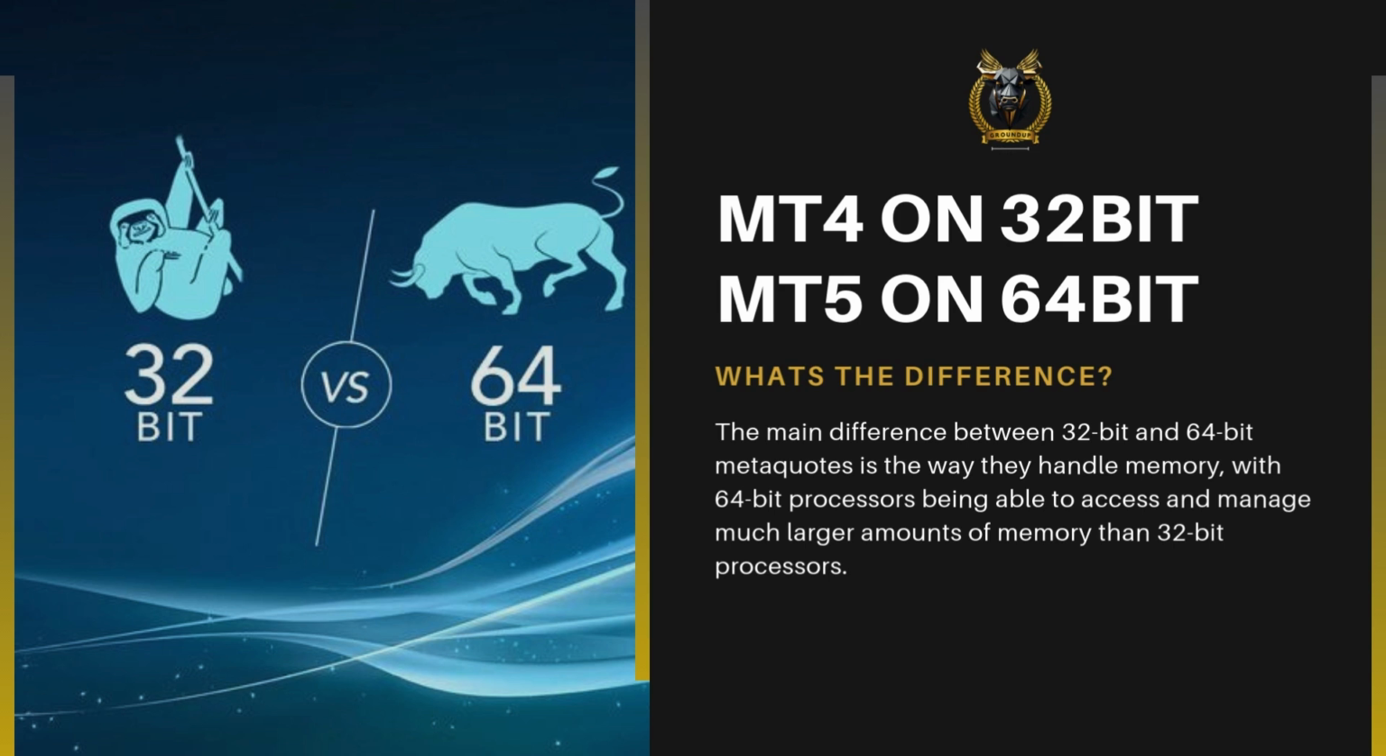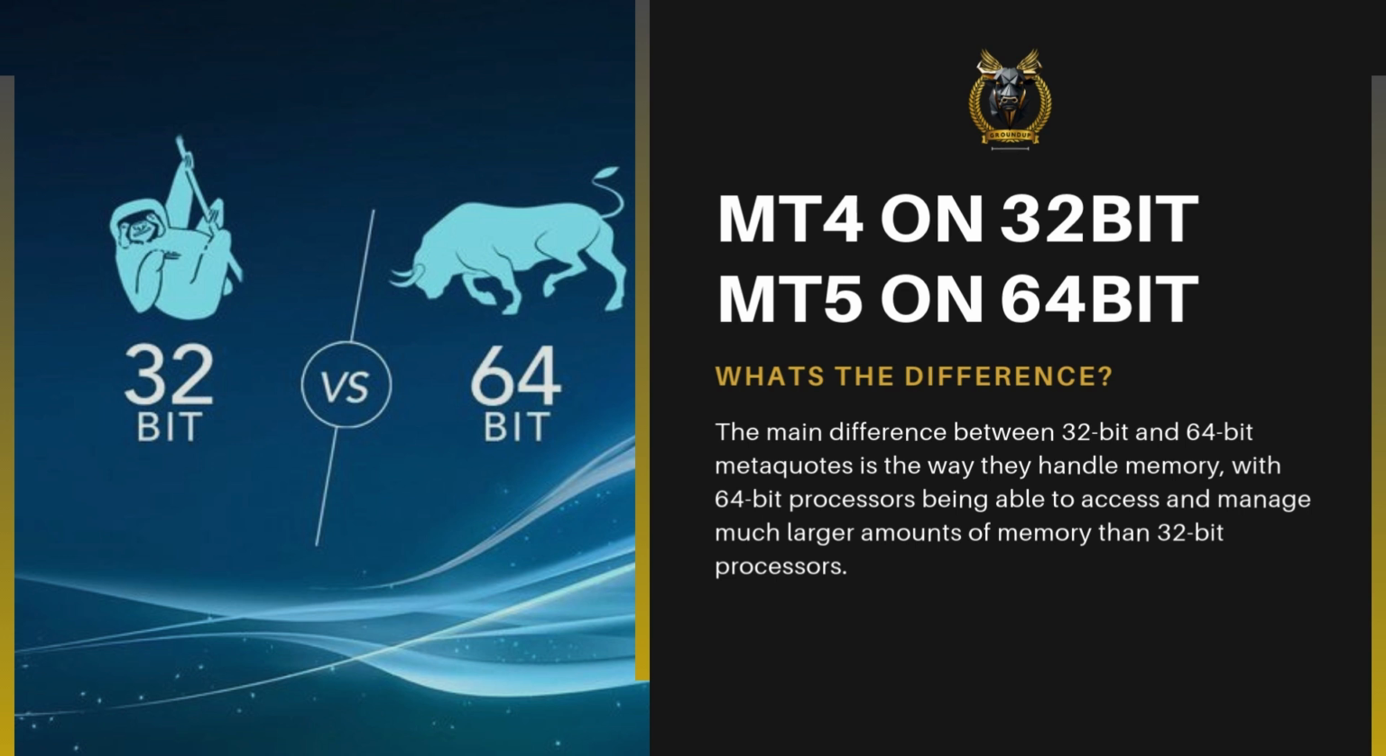MT5 is built on 64-bit. Now, a lot of you might be asking, what's the difference? So guys, the main difference between 32-bit and 64-bit in MetaQuotes is the way they handle memory. It's like a child's memory and an adult's memory, with 64-bit processors being able to access and manage much larger amounts of memory than 32-bit processors.